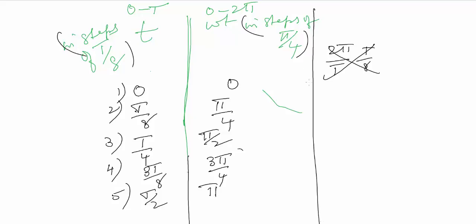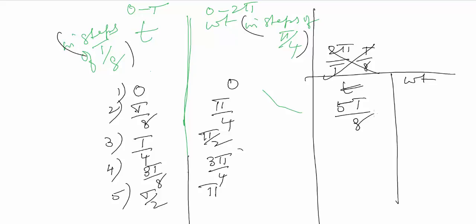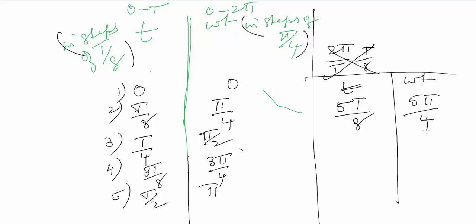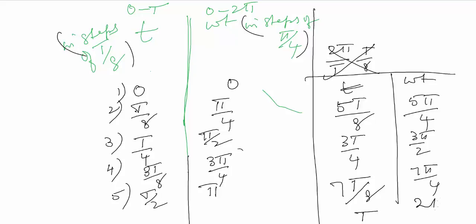Here I am continuing, and this column will be omega t. After T by 2, which is 4T by 8, comes 5T by 8, and this will become 5 pi by 4. After 5T by 8 comes 6T by 8 or 3T by 4, and this is 3 pi by 2. After this 3T by 4, it will be 7T by 8, and this will become 7 pi by 4. And then 8T by 8 will be T, and this will be 2 pi.